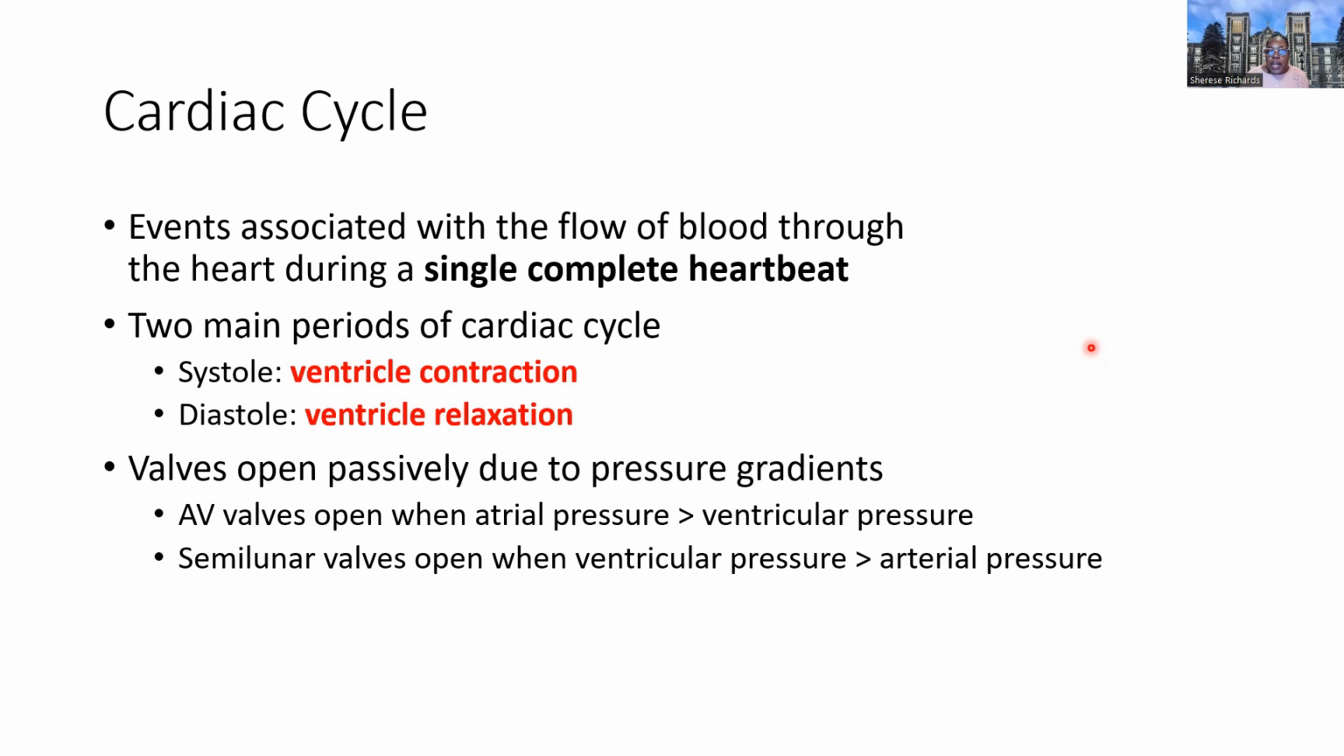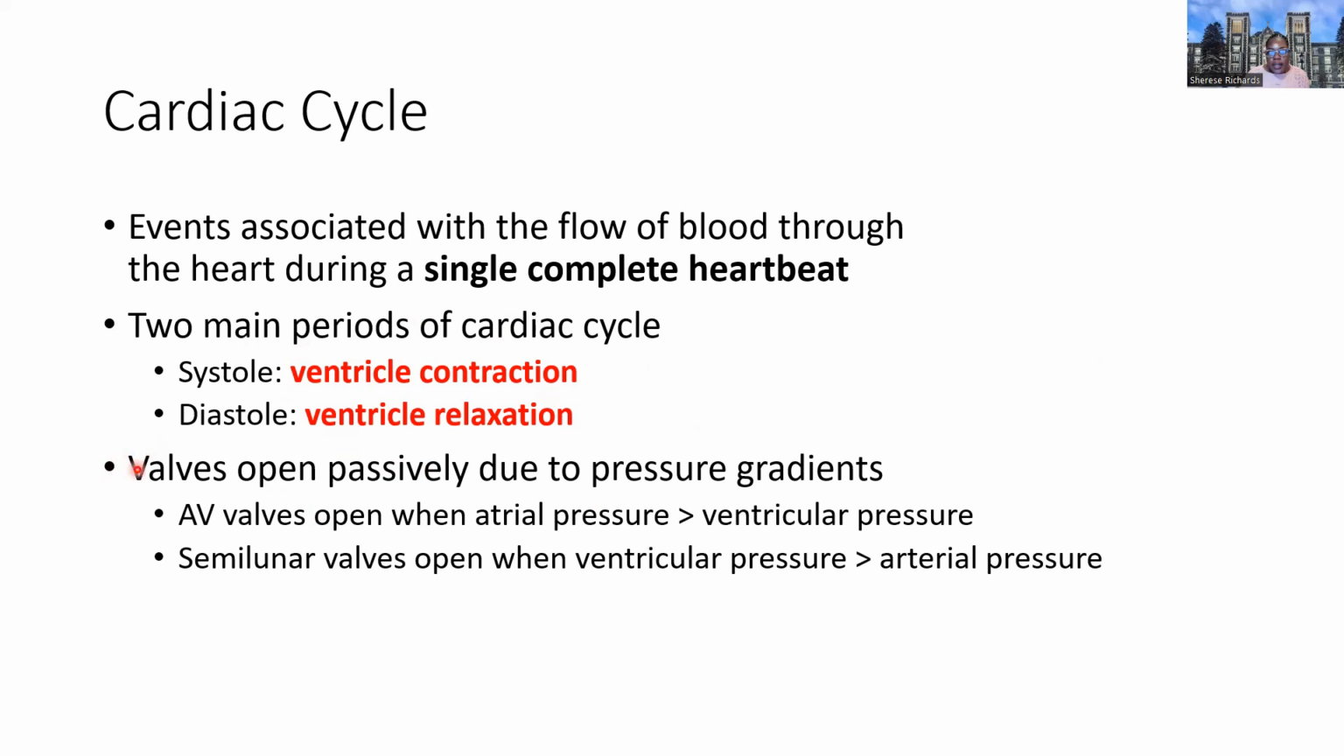So there are two main periods of the cardiac cycle. There's systole, which is ventricular contraction, and then diastole, which is ventricular relaxation. So the phases that we'll talk about today, we're going to look at from the perspective of the ventricles. When we say ejection, we're looking at the ventricles. When we say contraction or relaxation, it's all from the perspective of the ventricles.